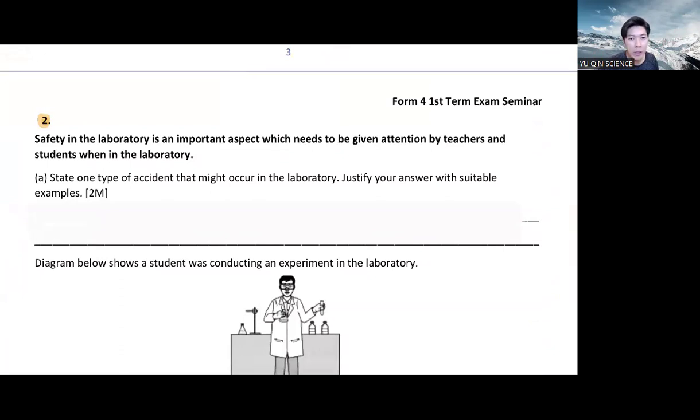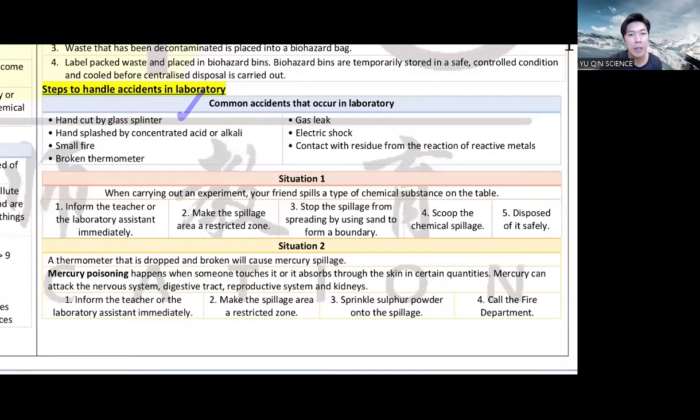one type of accident that will occur, and justify your answer with a suitable example, meaning give one accident and then give one reason. For example, if you want to write glass splinter, then you have to explain why. Usually glass splinter is when you break your test tube or you break your thermometer. So after you write hand cut by glass splinter, comma, then you can mention the reason is accidentally broken test tubes, or you can write due to broken thermometer, like that.